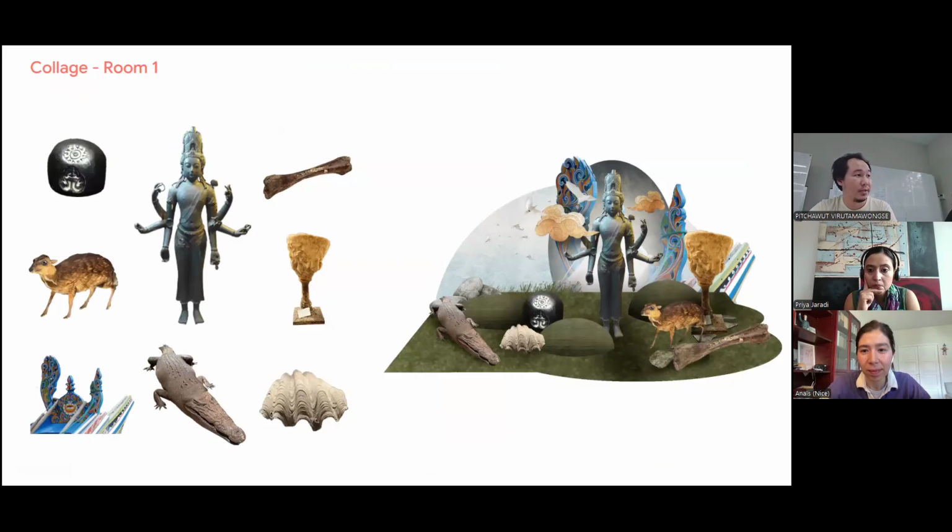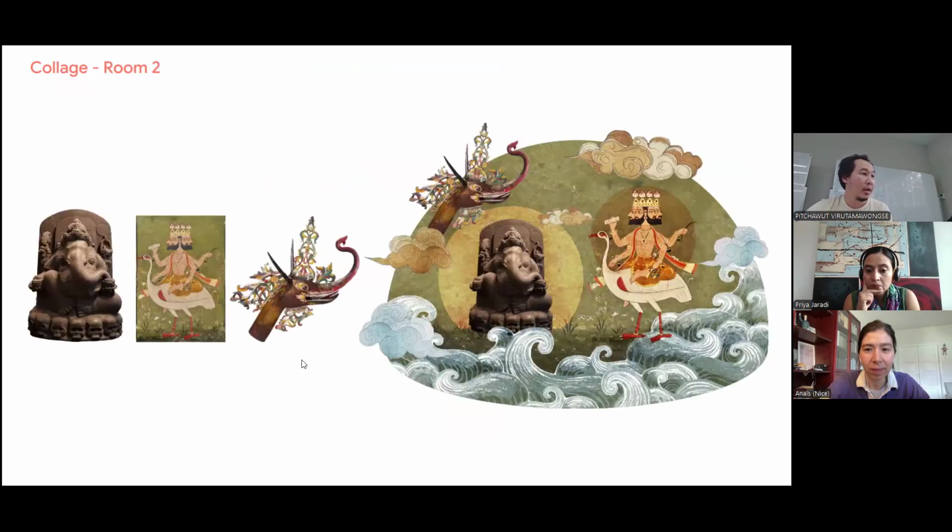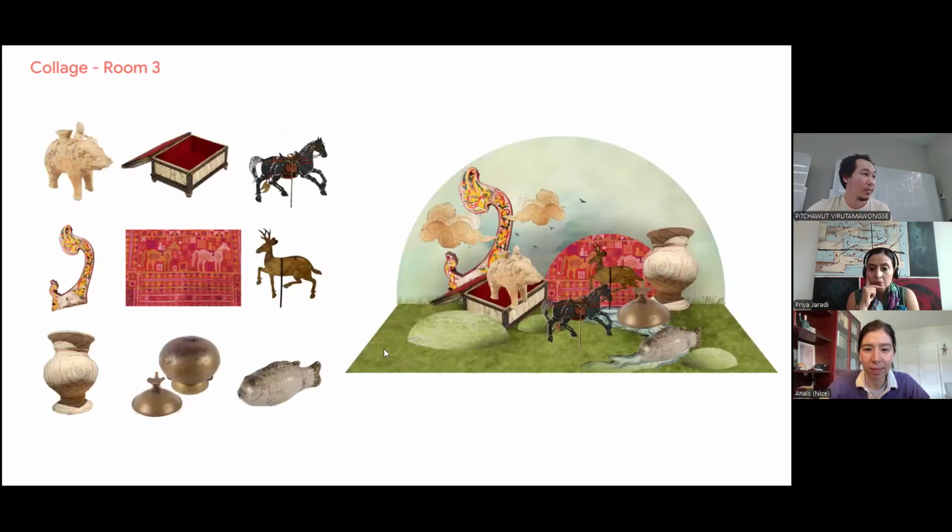The objects and artifacts in room 1 are on the left side, and we turned them into a collage picture like this. Maybe they can do a little bit of movement when you move your mouse over. We can work on that later. In room 2, we also collaged them together. Room 3 is not all complete, but we want to share the idea first.